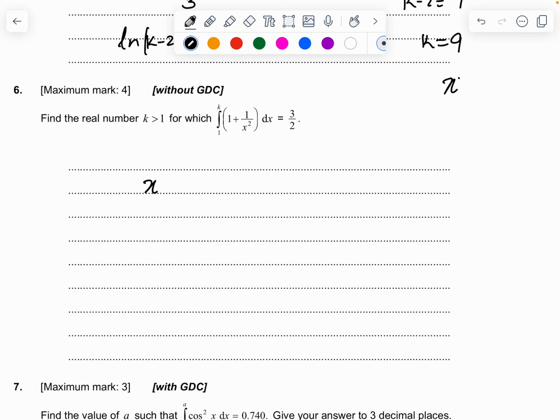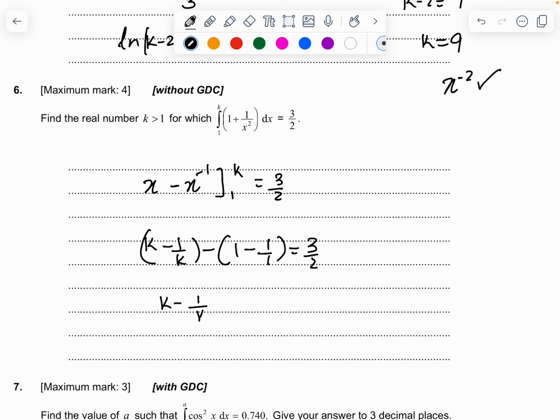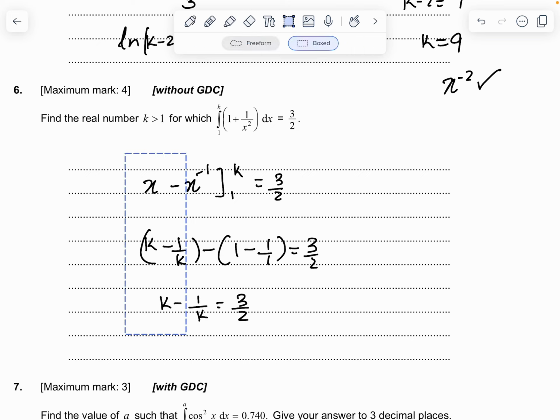So substitute the upper limit, k minus 1 upon k minus 1 upon 1 equals 3 upon 2. So k minus 1 upon k equals 3 upon 2. So what do I get from there? I will be getting a quadratic, which is k square minus 1 upon k equals 3 upon 2. So cross multiply, 2k square minus 2 equals 3k.